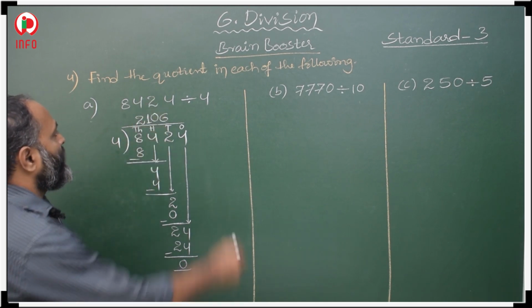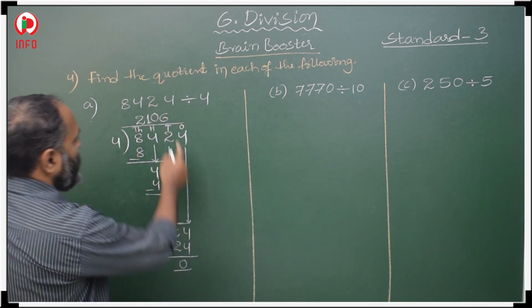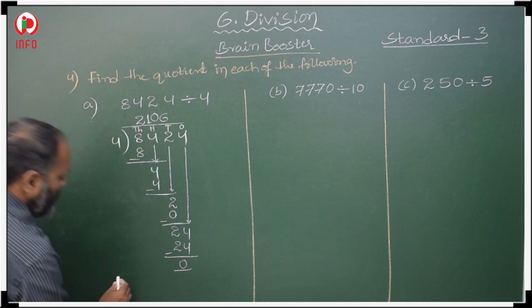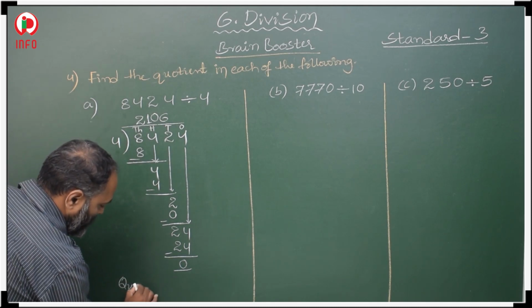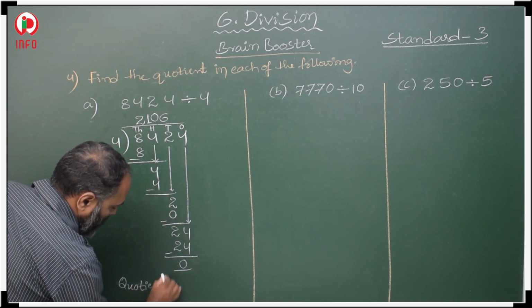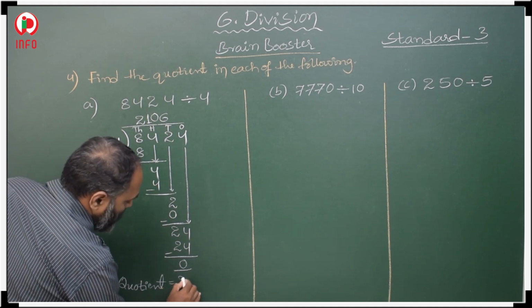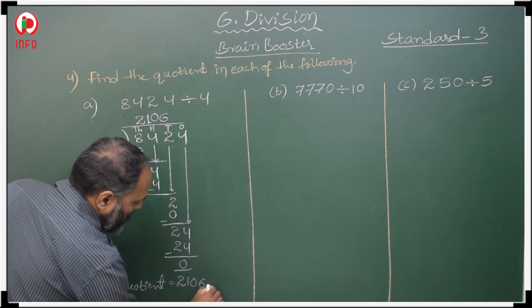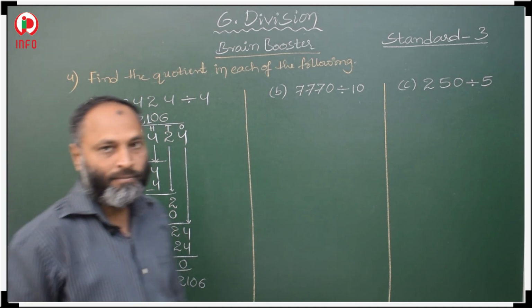Then what is he asking? Quotient. So, we have to write the quotient. What is your quotient? Your quotient is 2106.